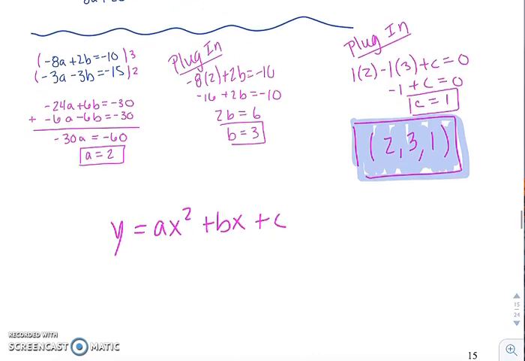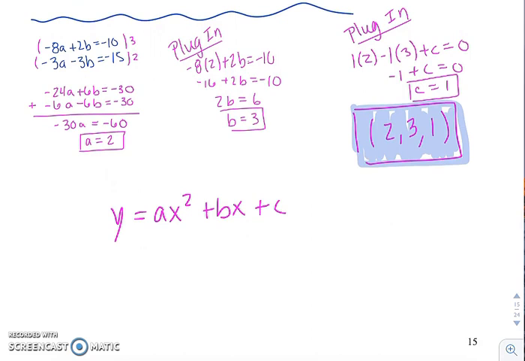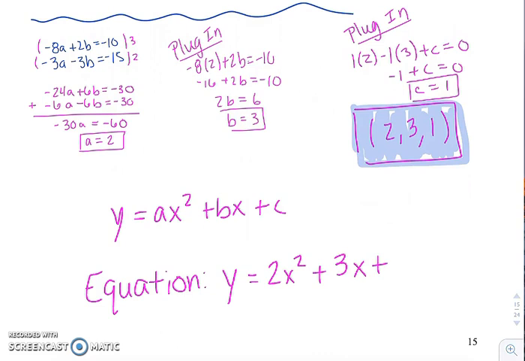So all we do is plug in 2, 3, and 1 into that standard form equation. So we plug only a, b, and c in. So y stays equals, what is a? We said 2. So y equals 2x squared plus 3x plus 1.